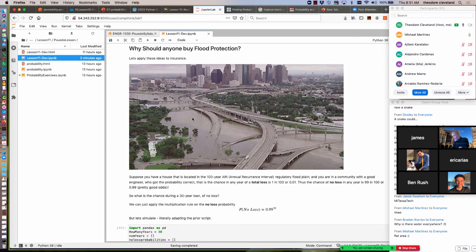So continuing on with the story, let's say the community we're in had a good engineer who actually got the probability correct. In other words, actually was able to create the regulatory floodplain by modeling, and it's reasonably accurate to what's really going on. And so the chance in any year of a total loss is 1 in 100, or 0.01 decimal. So let's think of total loss in flood insurance. So when you buy a house, 30-year loans are quite common.